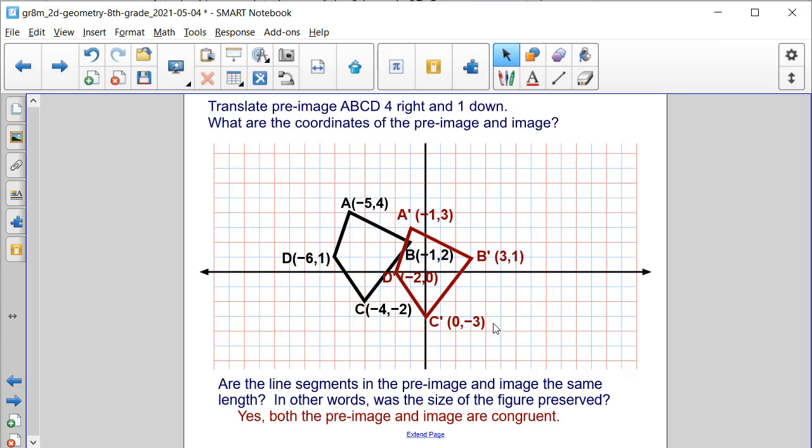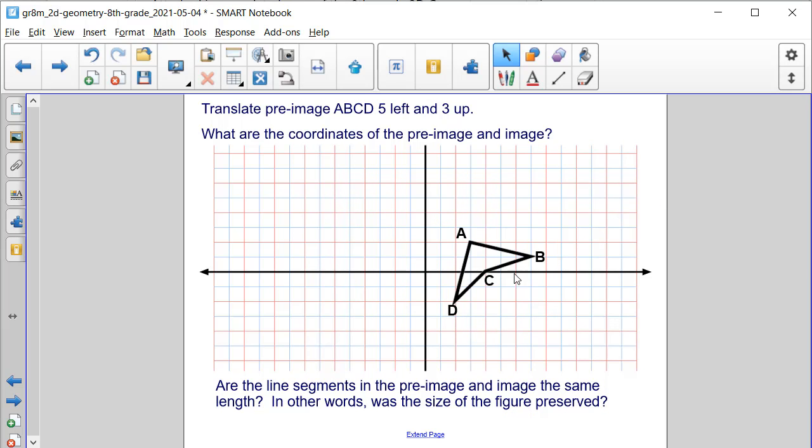And here again is the solution. We show the coordinates of A prime, B prime, C prime, D prime after the translation to the right 4 units and down 1 unit. And we can see even more clearly on this slide how the side lengths and angle measures are fully preserved, making both the pre-image and image congruent.